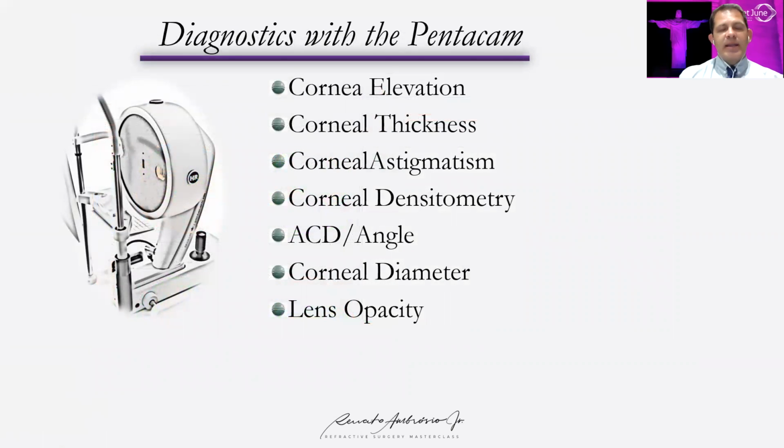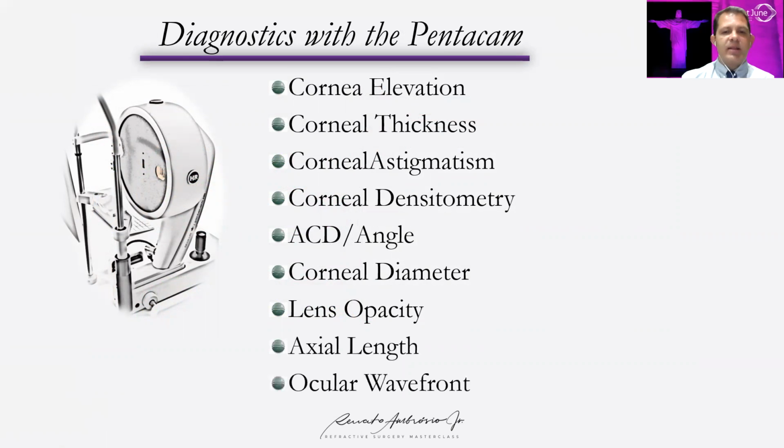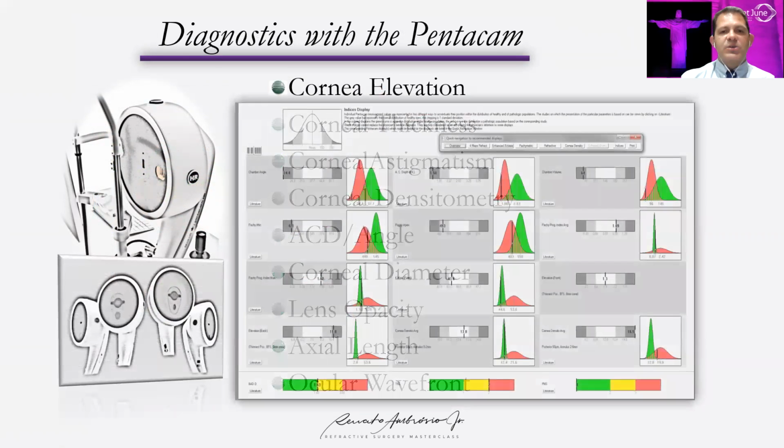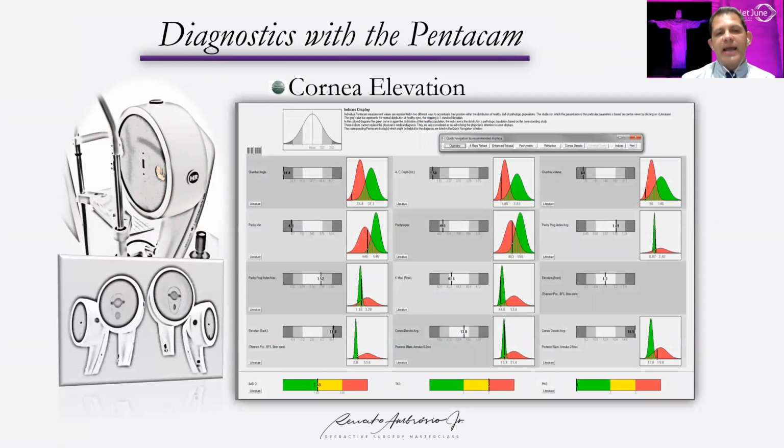When we think about diagnostics, we go for multimodal imaging, and we have many machines in the market. The Pentacam today has axial length and ocular wavefront, and this is going to be important for us to detect other situations, not only ectasia, like angle closure glaucoma. And this data will help us in making clinical decisions in terms of lens surgery, for example.